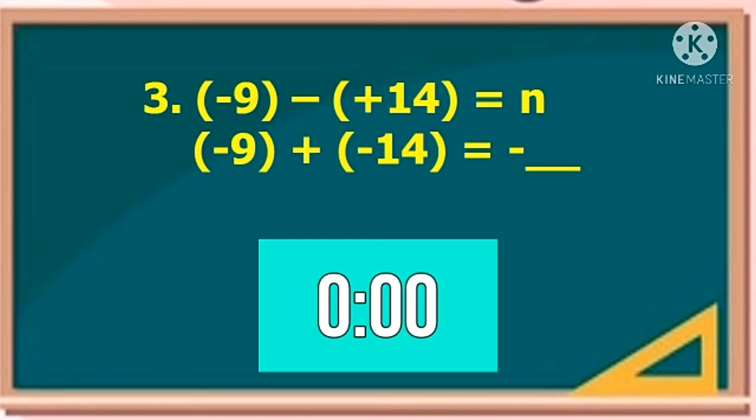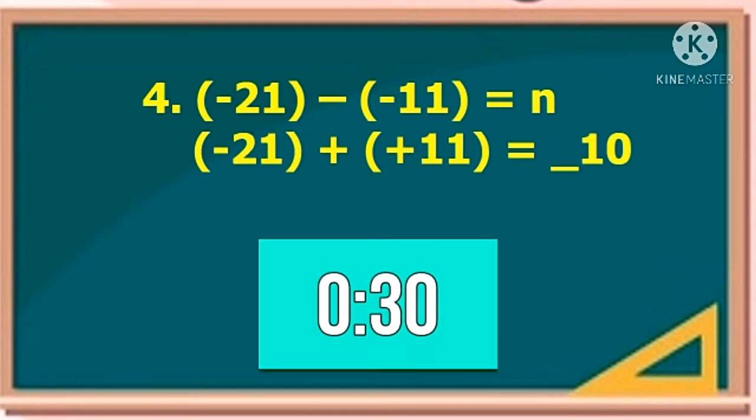Time's up. If your answer is negative 23, very good. You are correct. Number 4. Negative 21 minus negative 11 equals n. Hint. Negative 21 plus positive 11 equals blank 10. Time starts now.